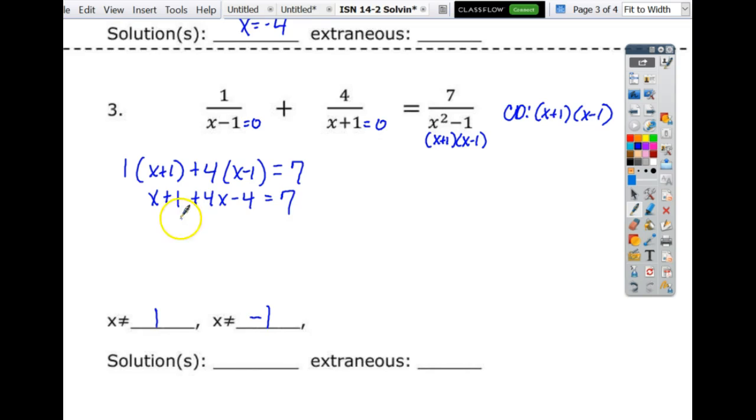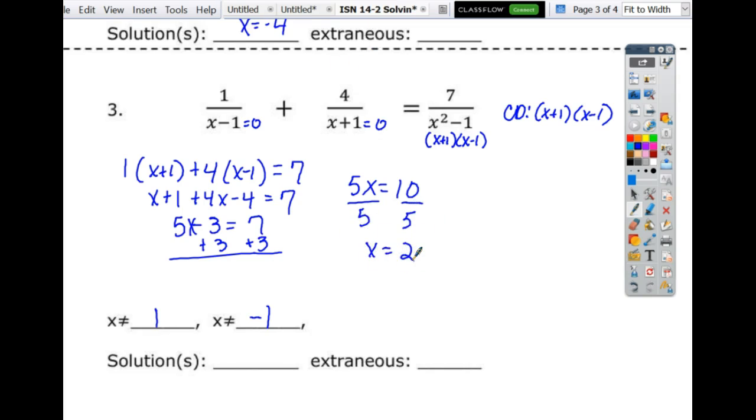I'm going to combine like terms and get 5x minus 3. Well, it's 5x equals 7. So my x is 2, and it's not either one of these, so it's a solution.